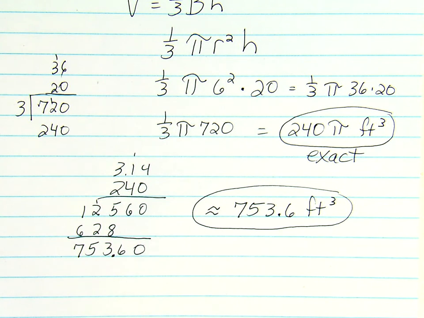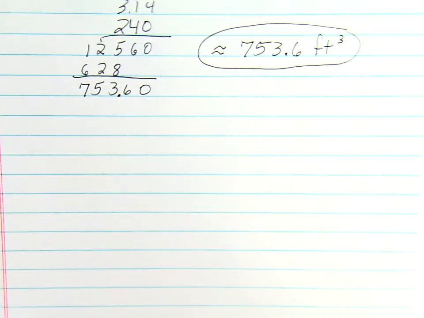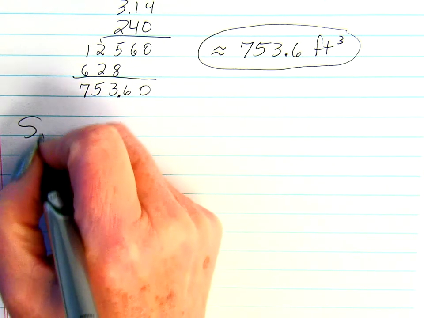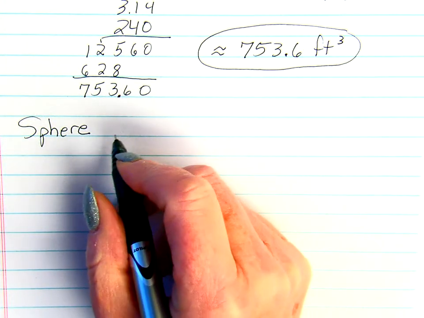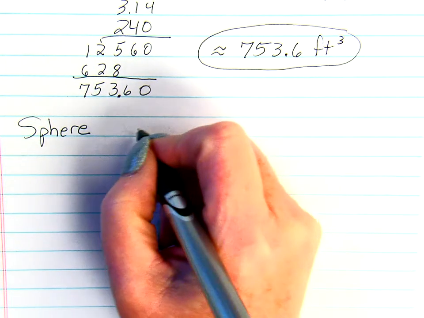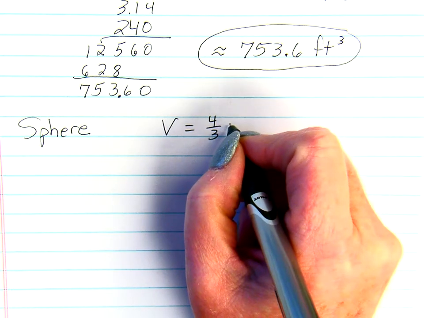So that's the cone. Once again, it is still a very easy thing to work with. You just have to remember that on the pyramid and the cone, you are taking 1/3. Our final formula is going to be for our sphere. And our sphere, quite simply, is going to be volume equals 4/3 pi r cubed.